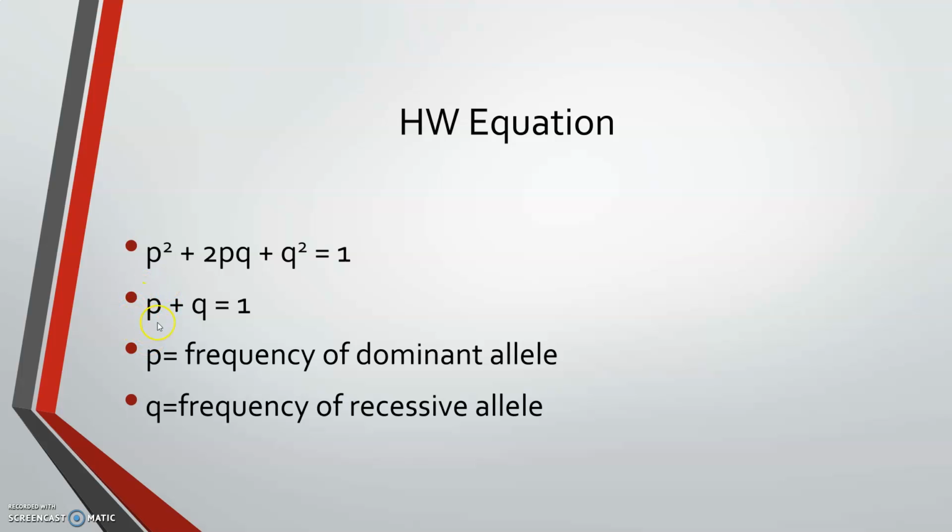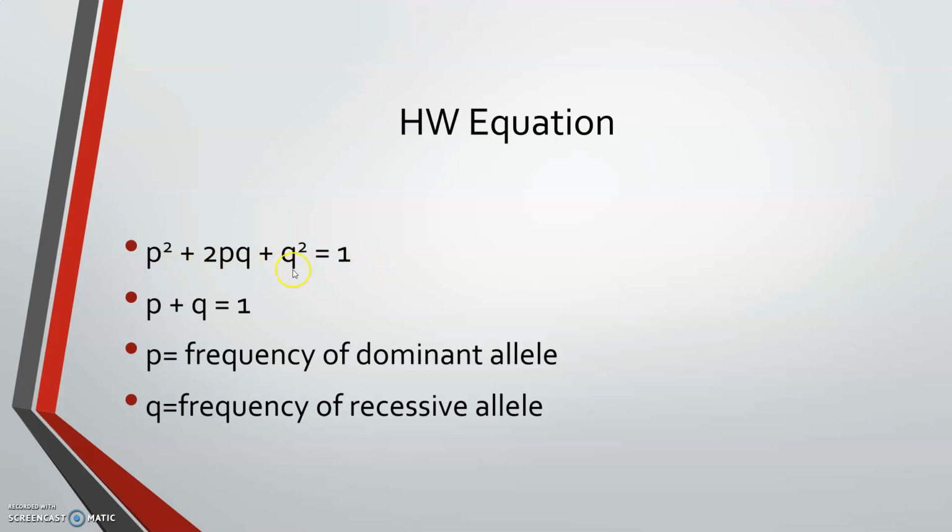So p can be defined either way, but just for consistency's sake, p will be defined as the frequency of the dominant allele, the percentage of the dominant allele in that population. q will then be defined as the frequency of the recessive allele in the population, again, the percentage. So if 90% of the alleles in the population were the dominant allele, it would be 0.9, and then we could figure out that the frequency of the recessive allele is 0.1. Right, 0.9 plus 0.1 equals 1.